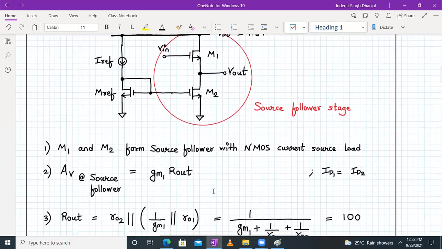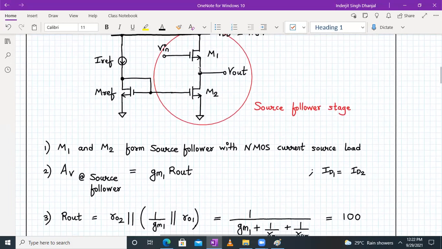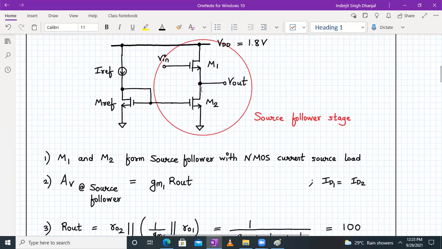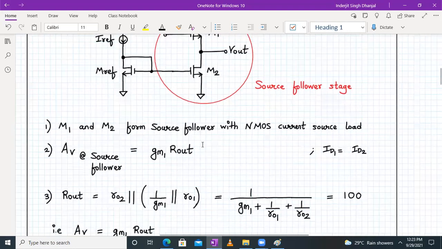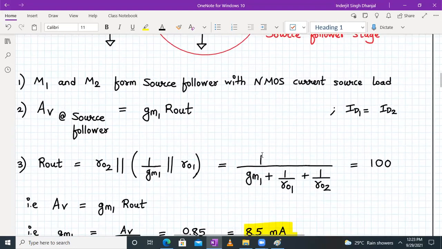Now let us determine what could be the value of R out. So looking at the diagram over here, R out will be equal to RO2 parallel to 1 upon GM1 parallel to RO1. We are considering the channel length modulation parameter. So R out will be, again I repeat, RO2 parallel to 1 upon GM1 parallel to RO1. Okay, so if you solve it, R out can be written as 1 divided by GM1 plus 1 upon RO1 plus 1 upon RO2. And that R out is nothing but the output resistance, which is given as 100. So we equate this to 100.